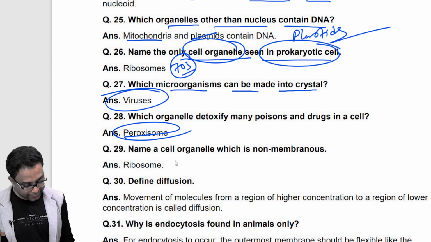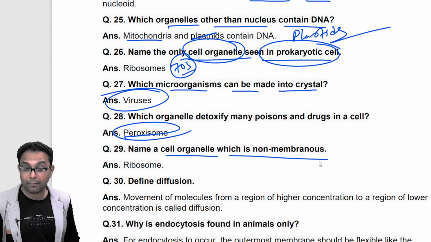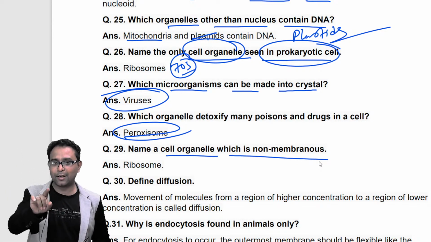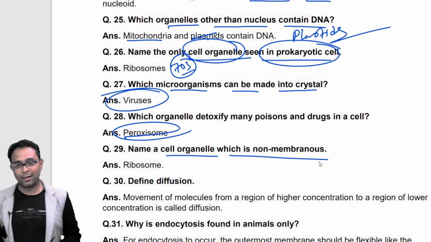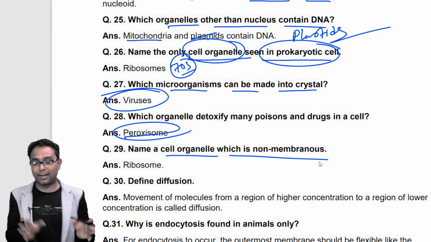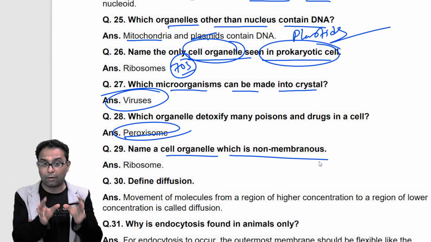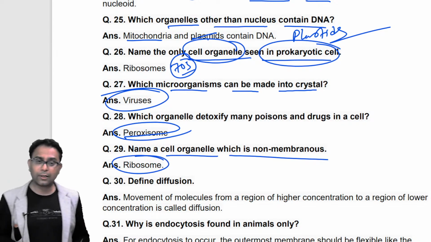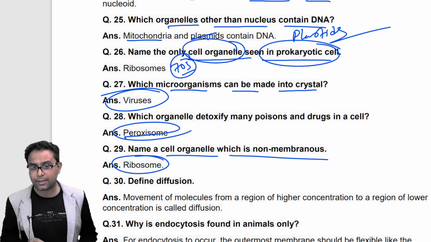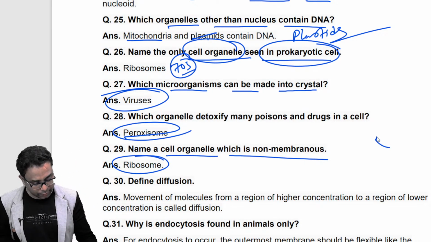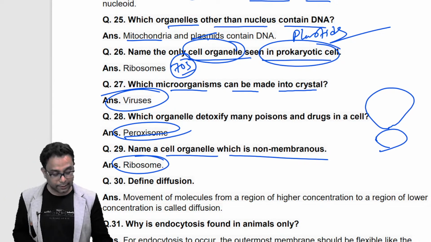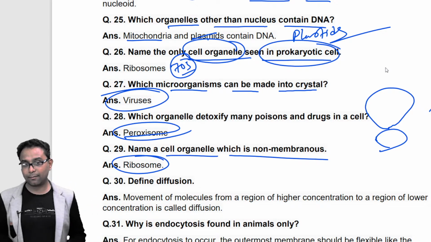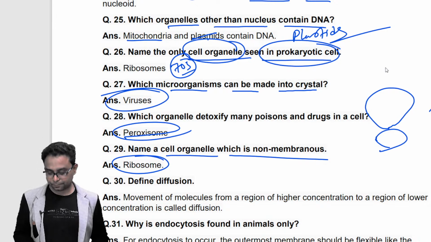Next question: name a cell organelle which is non-membranous. This is a most important question. A non-membranous organelle means it is not covered by a membrane, right? Ribosome is the example. The ribosome has two subunits: one is the small subunit, another is the large subunit. But in the case of 70S, what are these two subunits? Please write down in the comment section.